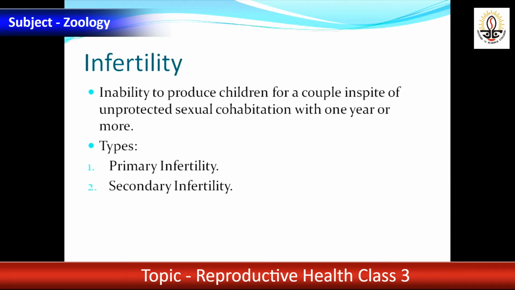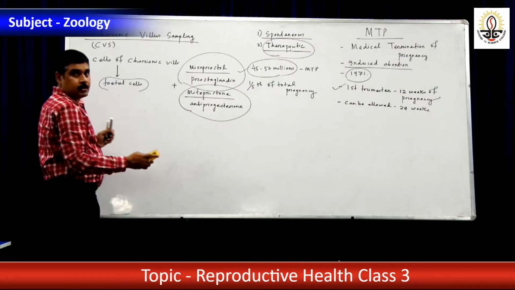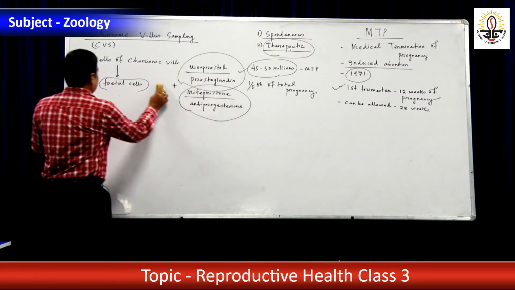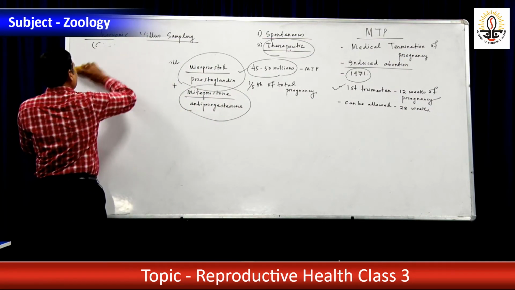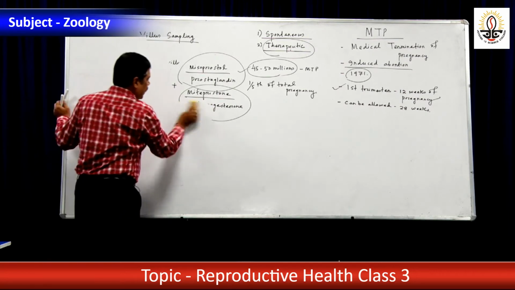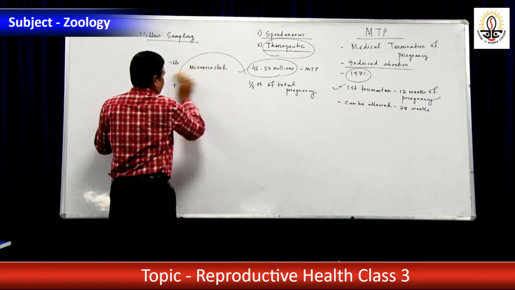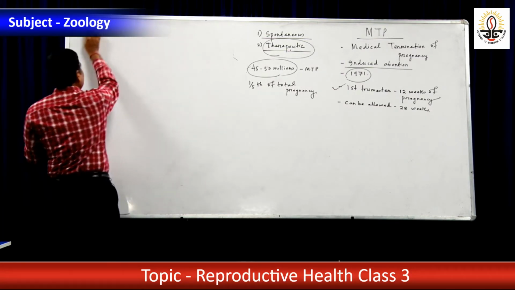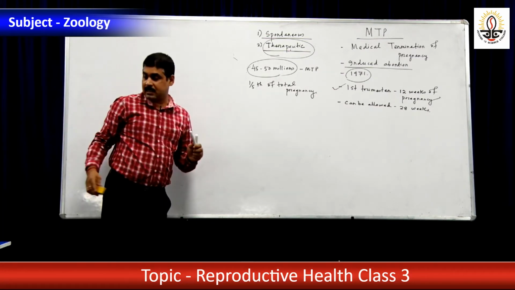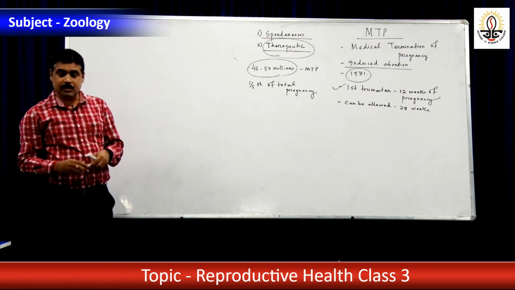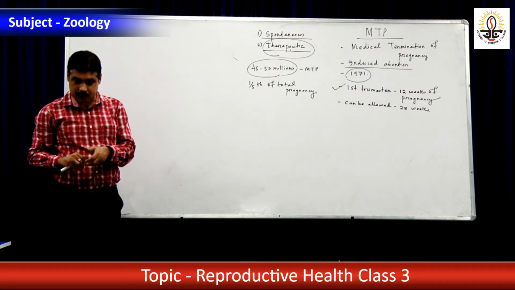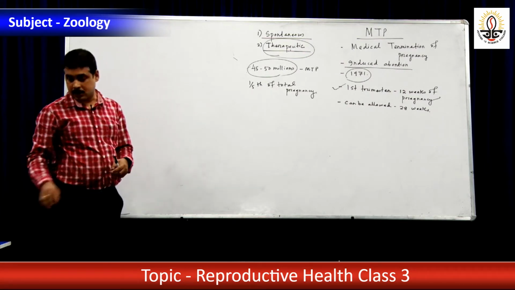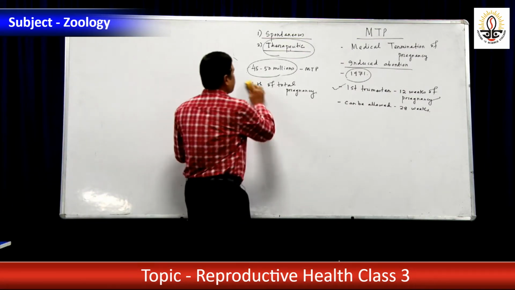Okay, now come to the next concept, that is infertility. What do you mean by infertility? Infertility, earlier called sterility, is lack of producing children in spite of several years of cohabitation and casual unprotected sexual intercourse.